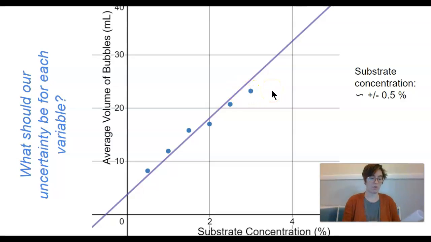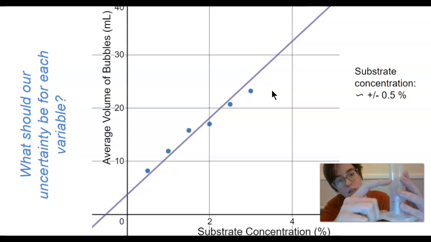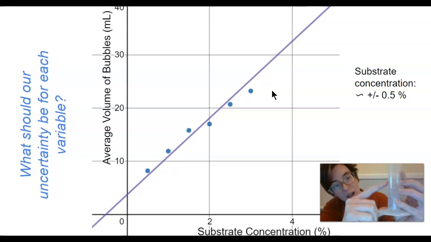The average volume of bubbles, I have a little bit more logic to it, because what we were doing is using this graduated cylinder. And here our smallest measurement increment is 1 milliliter. So whenever you measure using a tool like this, I'm estimating between these lines, so I might be off by up to a half of whatever the smallest increment is. So I could be off by up to half a milliliter each time I measure.